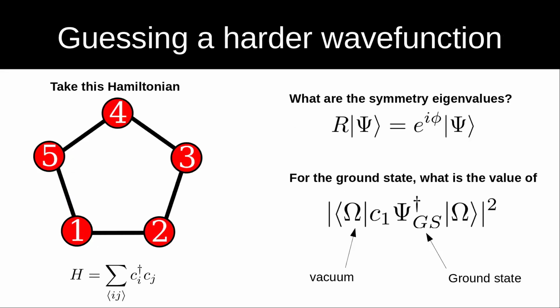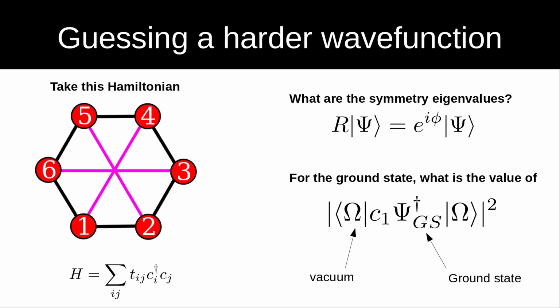And if I now ask you, what is the actual value of the correlator that you see over there? So C1 and the lowest energy state dagger over the empty state, then you can very easily see that this is actually going to be 1 over 5, because of course this is a model with 5 sites. So in this way, you can actually guess both the wave functions and some expectation value just by looking at the symmetry of the Hamiltonian without actually having to do any calculation whatsoever.